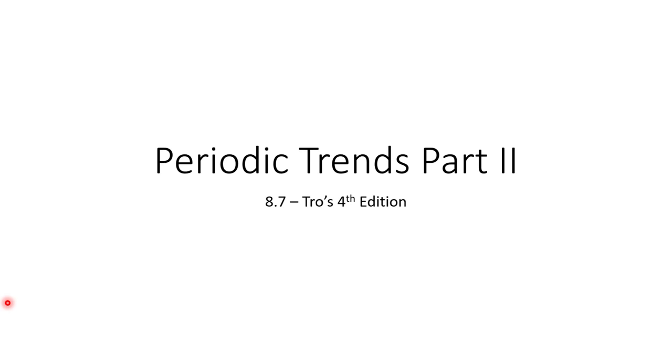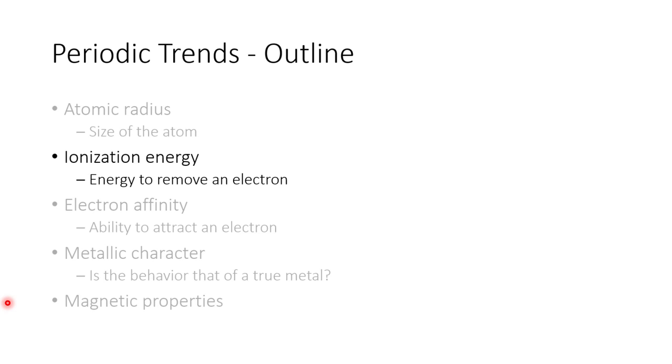In this video, we are going to continue our discussion of periodic trends. So we left off with atomic and ionic radius, and now we're going to move on to ionization energy, which is the energy required to remove an electron from a neutral atom.